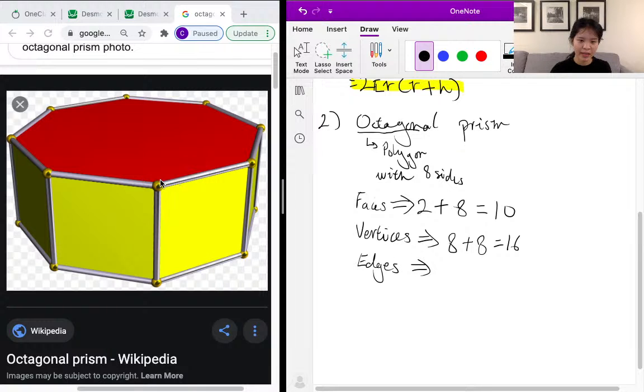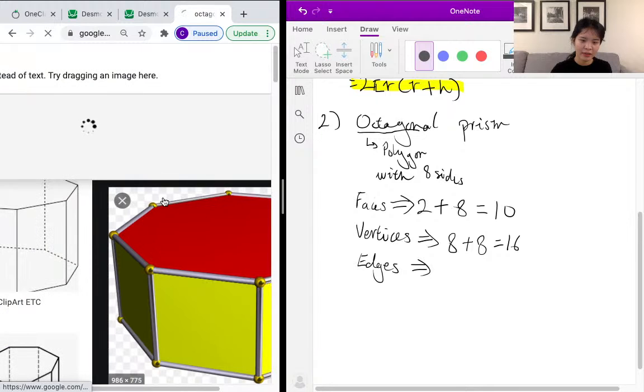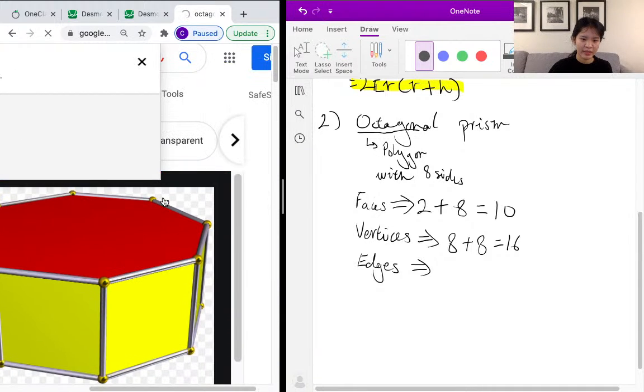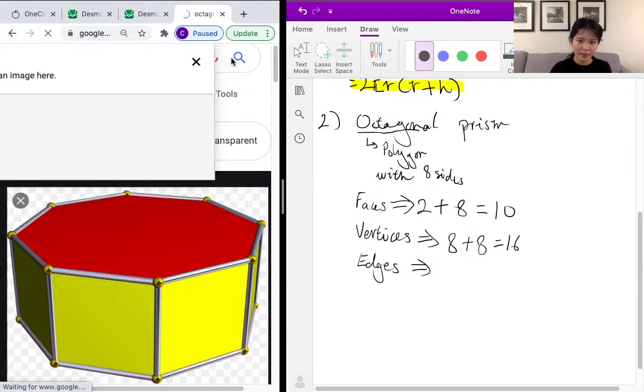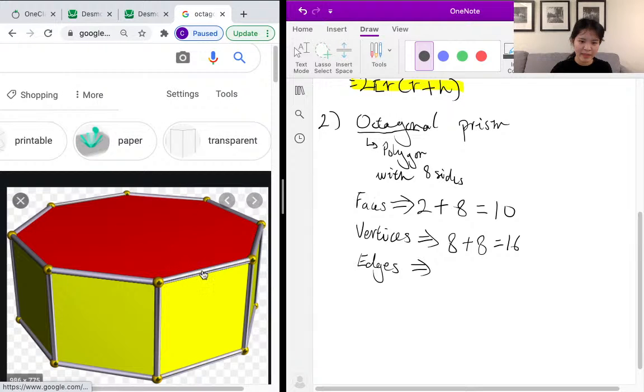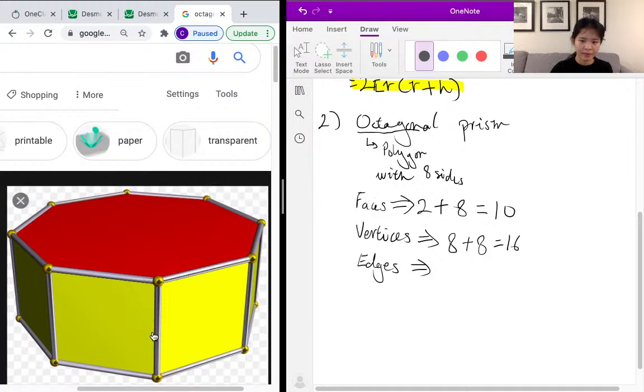Next up, let's count the number of edges. For those of you who don't know what an edge is, it's basically a line, like so, or like this, of a geometric shape. In this case, we can count the number of edges at the top octagon of the octagonal prism. And we know an octagon is a polygon with 8 sides, so obviously it has 8 edges on top.